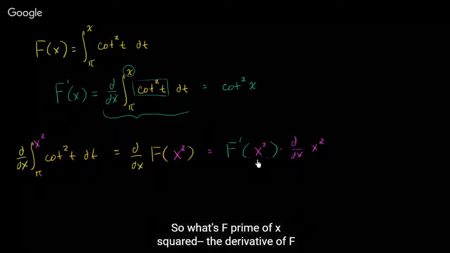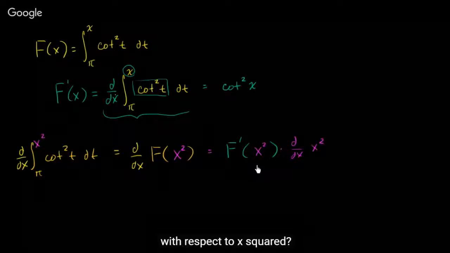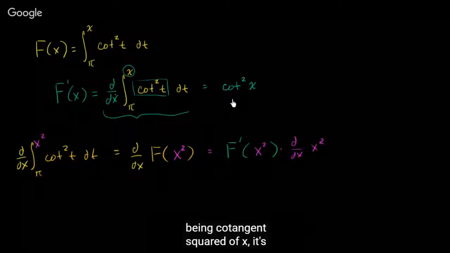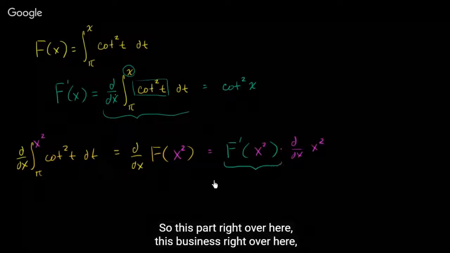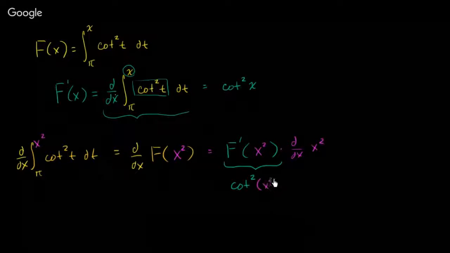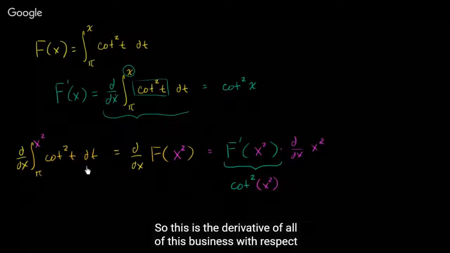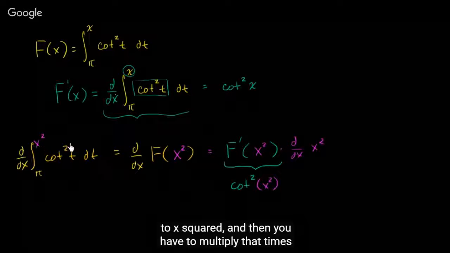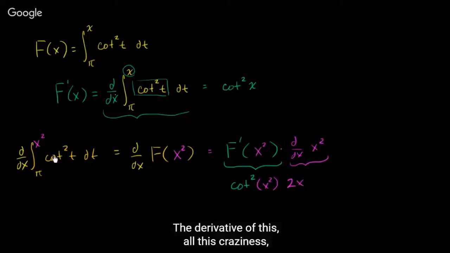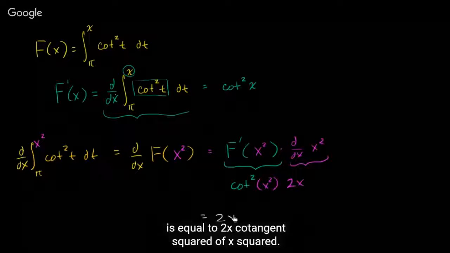So what's f prime of x squared, the derivative of f with respect to x squared? Well, if you evaluated f prime at x squared, instead of just being cotangent squared of x, it's going to be cotangent squared of x squared. So this business right over here is going to be cotangent squared of x squared. This is the derivative of all of this business with respect to x squared, and then you have to multiply that times the derivative of x squared with respect to x, which is just 2x. So there you have it. The derivative of all this craziness is equal to 2x cotangent squared of x squared.